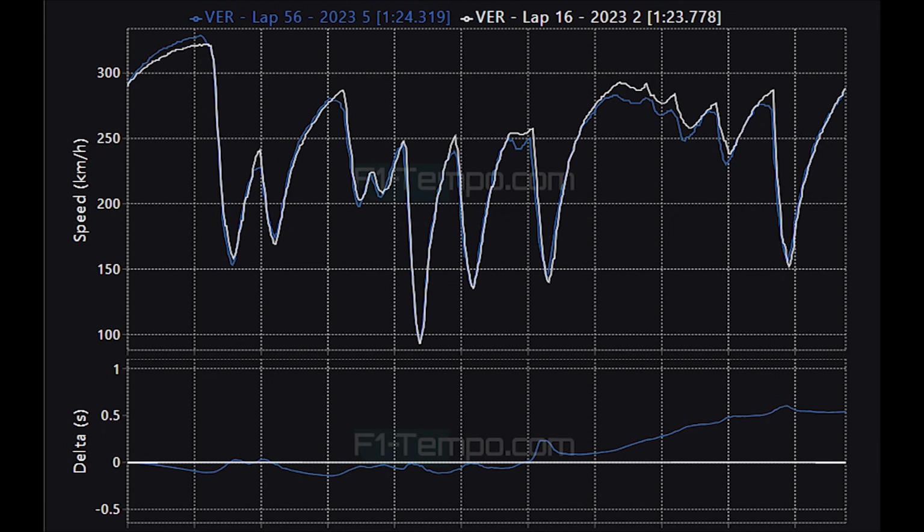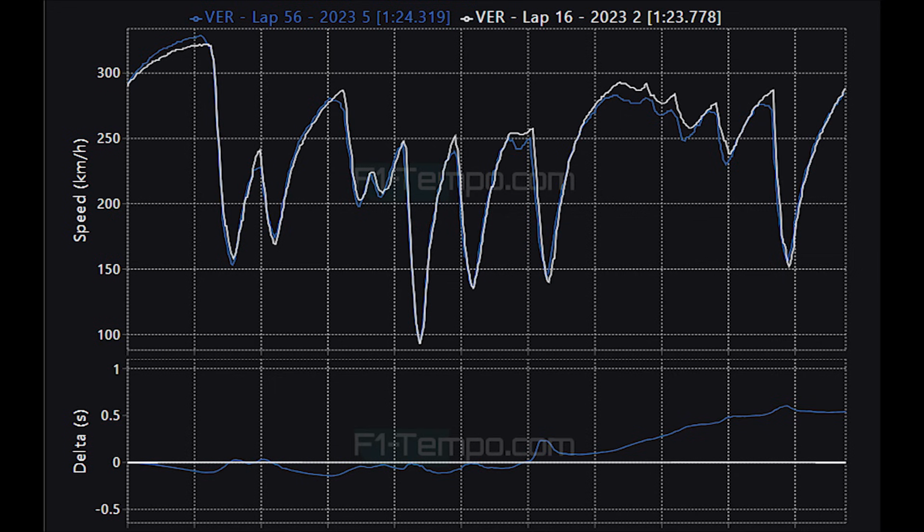In blue is his fastest lap from the Grand Prix, and in white is the qualifying pole lap. And what can we see here? Well, actually, for the first half of the lap, Verstappen is able to match, and in some instances beat, his qualifying lap in the Grand Prix, which just goes to show how relentless the pace of the race was. Remember, this was on lap 56 into what was a pretty grueling Grand Prix.